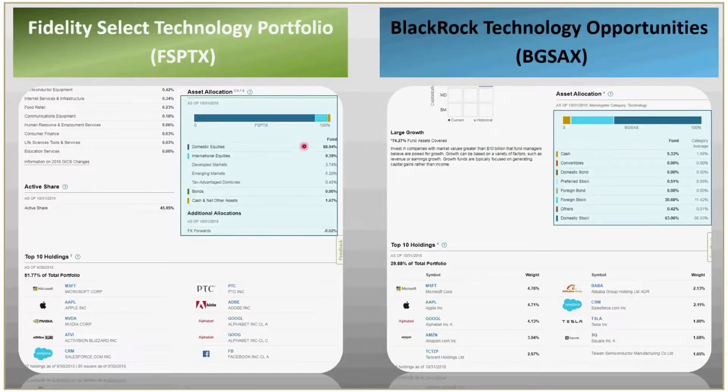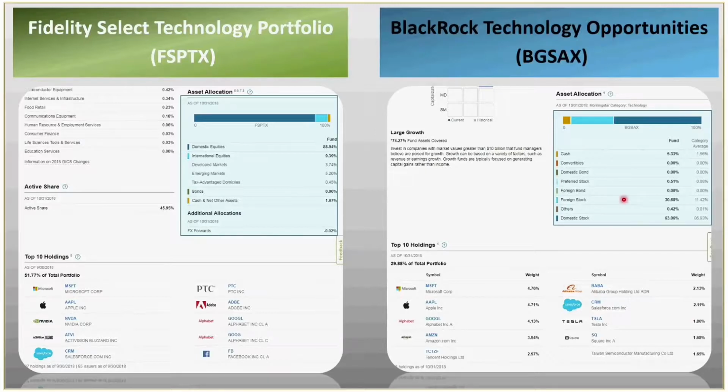So here we have the asset allocation. On the Fidelity Fund, you'll notice that the portfolio of this mutual fund is about 89% domestic equities. We're over here at 63%, and then another big portion of it is made up of foreign stock.